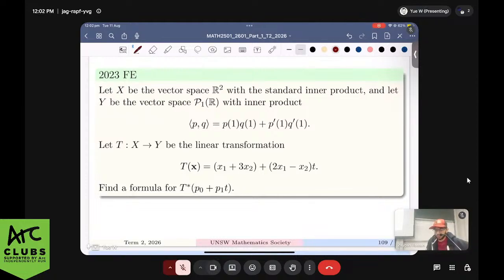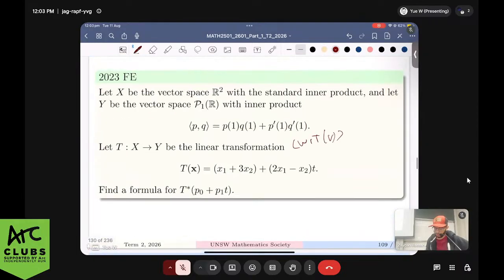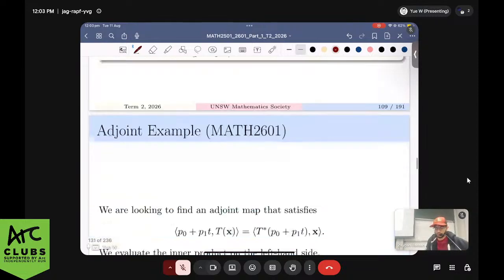Okay, so all you do is use the fact, what is it? Okay, I guess the inner product of W and T of V. You need to do something like that. So how are we going to define it? Okay, so what is W? W here is an element of Y. Y is a polynomial. Okay, so we could say P0 plus P1T inner product T of X. First of all, we're going to find what this is based on the inner product they're giving us.